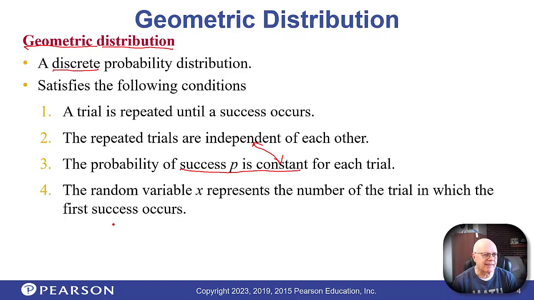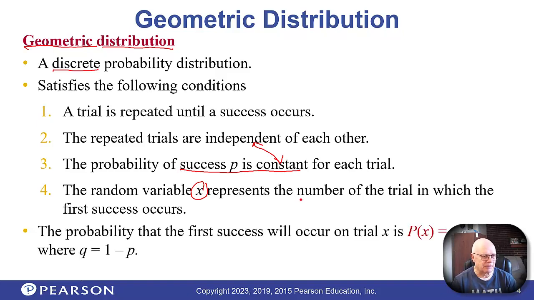And the x, which will be a certain number, is how many times you have to do it until you get the first success. How many times do you have to shoot until you get the ball in the basket? And one thing to remember is that Q is just the complement of P. In other words, the probability of a failure is 1 minus the probability of success.